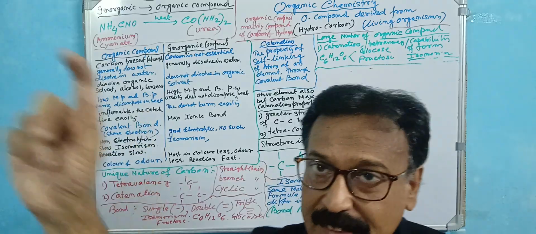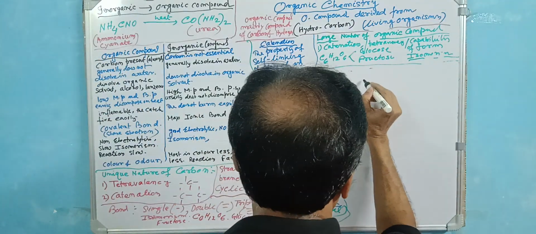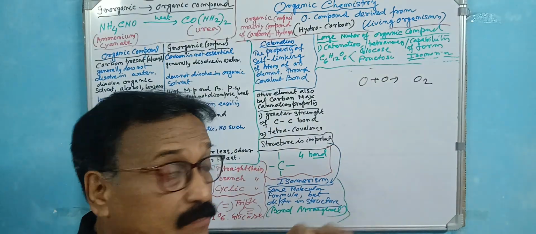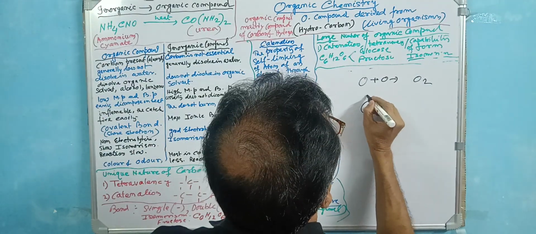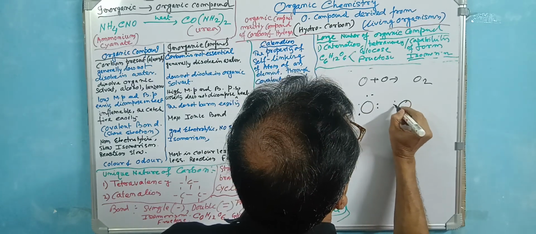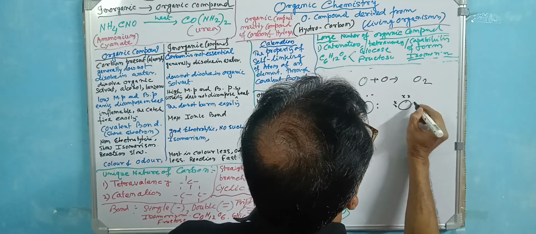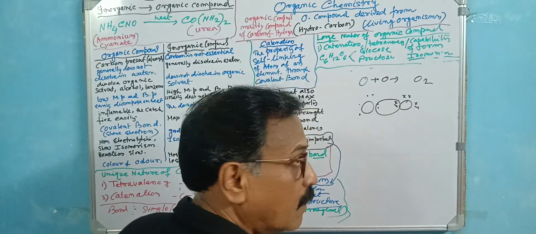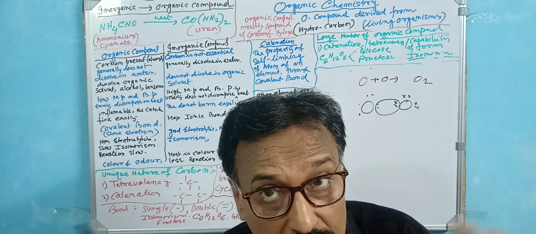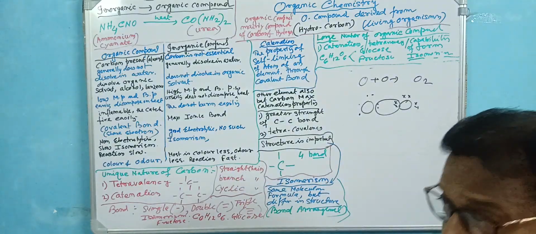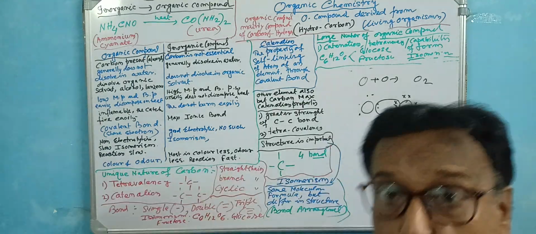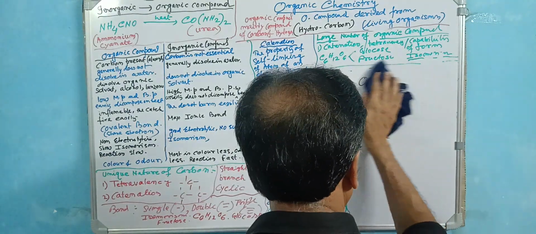But suppose O and O form O2. That is the sharing of electrons. Each has 6 outer electrons, and 2 electrons are shared. This is called bonding; bonding is developed, not total shifting of electrons, but the sharing of electrons. So organic chemistry is totally based on the covalent bond. No ions are developed.